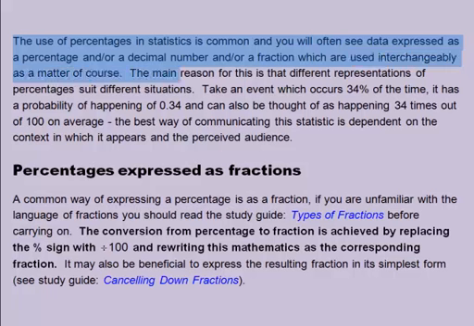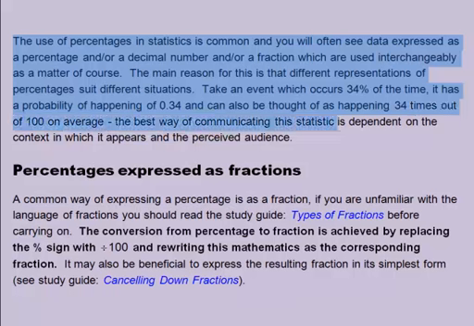The main reason for this is that different representations of percentages suit different situations. Take an event which occurs 34% of the time. It has a probability of happening of 0.34 and can also be thought of as happening 34 times out of 100 on average. The best way of communicating this statistic is dependent on the context in which it appears and the perceived audience.